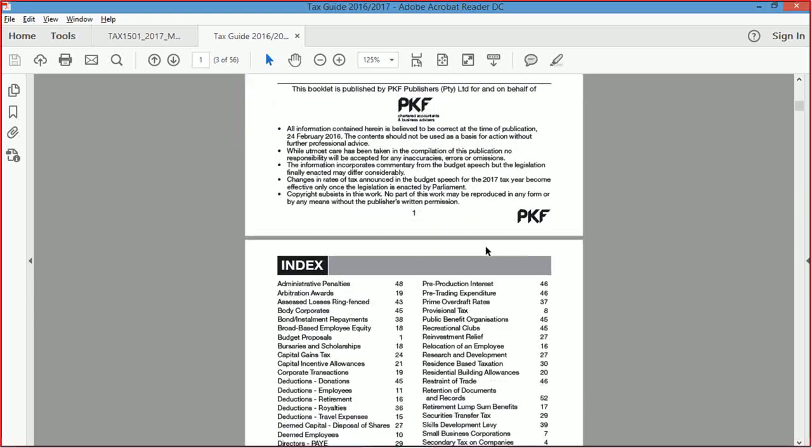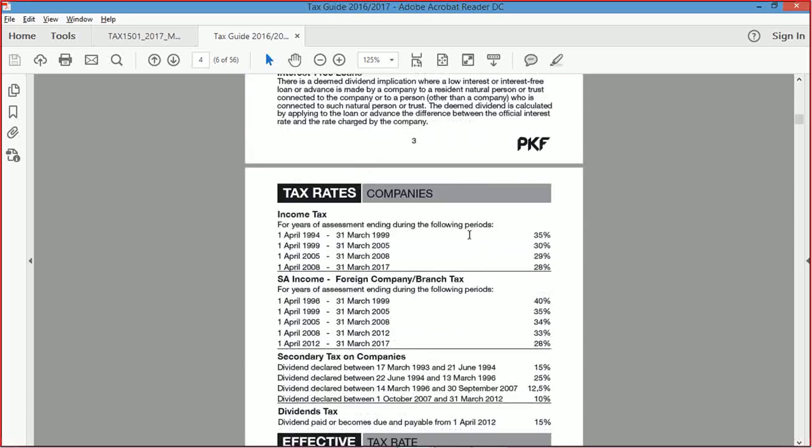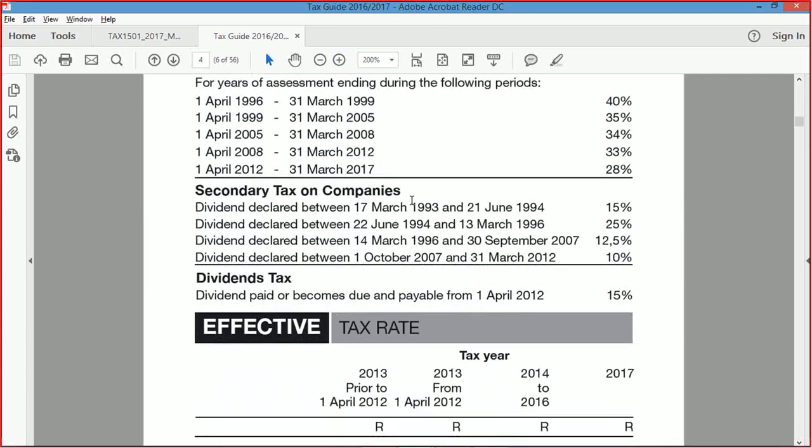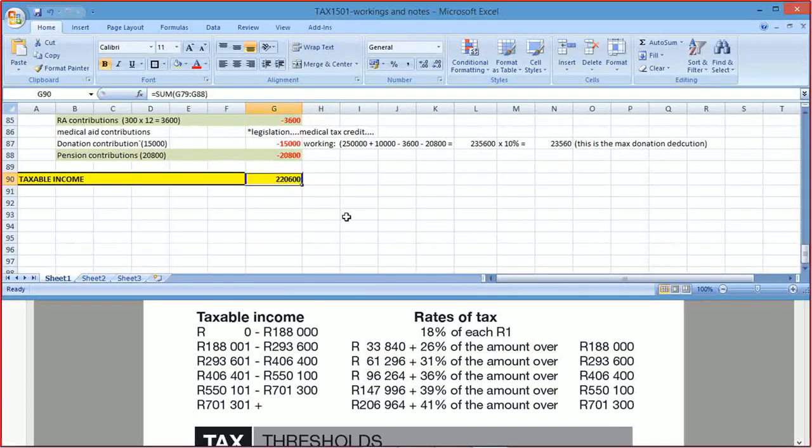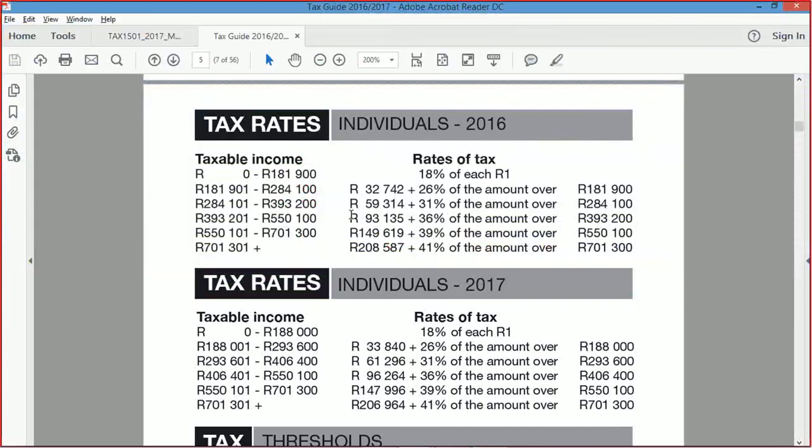Where's the tax table for an individual? There's the tax table for an individual. Okay, so which tax bracket does this woman fall under? What's her income? Her income was, where's our working? 220,600. So she'd fall under the second. She would fall under this one, yes. Correct, good. Okay, so this is the line item.